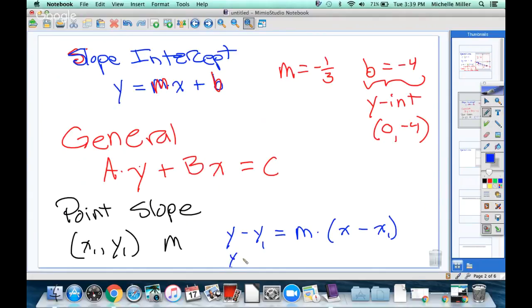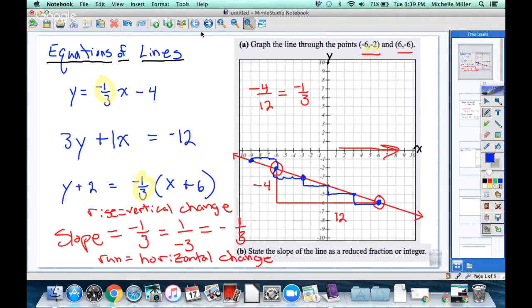I'm going to have y minus -2 equals -1/3 times x minus -6. And when you subtract the negative, you get a positive. Subtract the negative, you get a positive. So that's why in this equation over here, it's a y plus 2, -1/3, x plus 6.